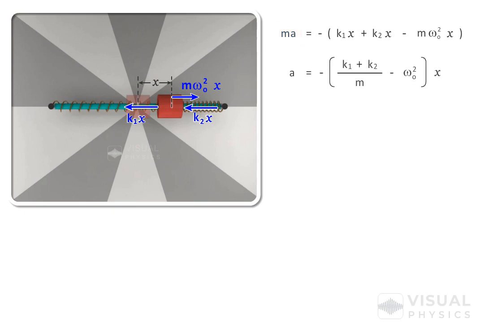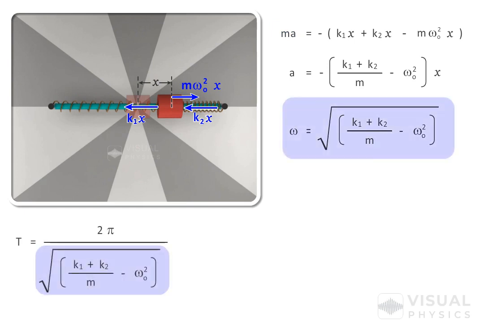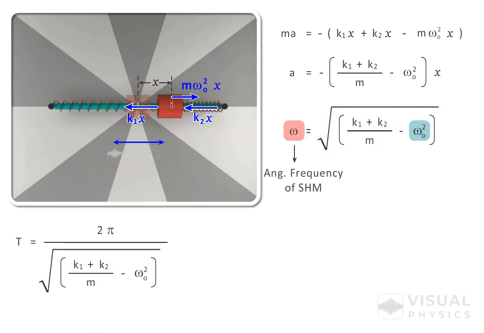we can say that omega will be equal to this term, and the time period of oscillation will be equal to 2 pi by omega. Please note that here you should not confuse between omega and omega naught. Omega is the angular frequency of oscillation, and omega naught is the angular speed of rotation of the system.